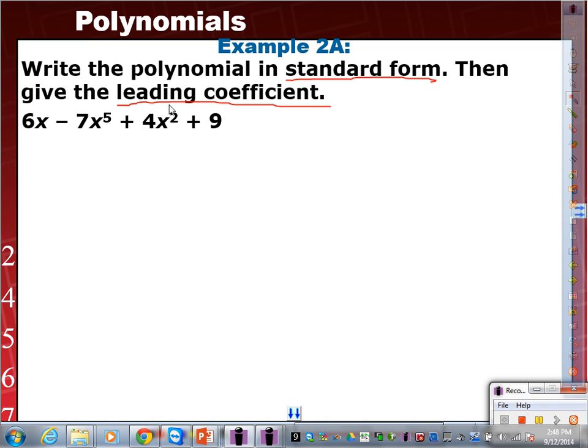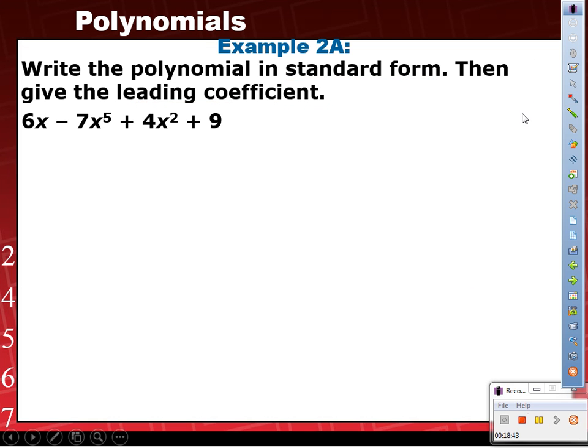And the polynomial that they give us is 6x minus 7x to the 5th plus 4x squared plus 9. Okay. Just copy it and then pens and pencils down.